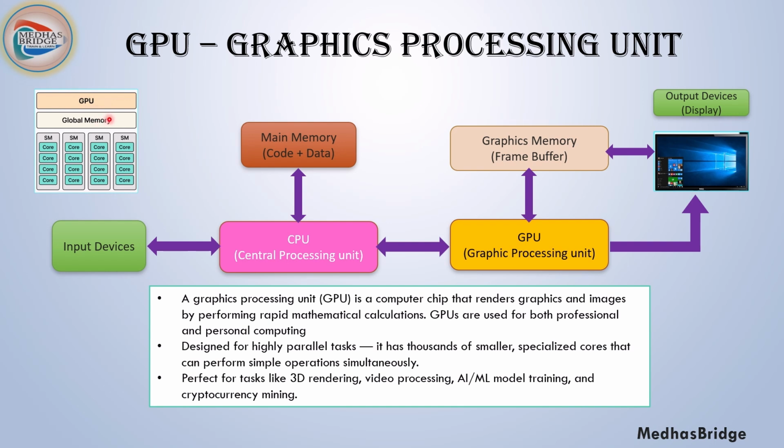Now let's look at a GPU. GPU means graphics processing unit. Here is a typical diagram. You have seen how the CPU interacts with all the other peripherals. Now we are adding an extra unit called the GPU, which is an intermediate stage between the CPU and your display units. When you need to handle graphics and images, you need a dedicated processing unit, which renders all the graphics and imaging by performing rapid mathematical calculations.